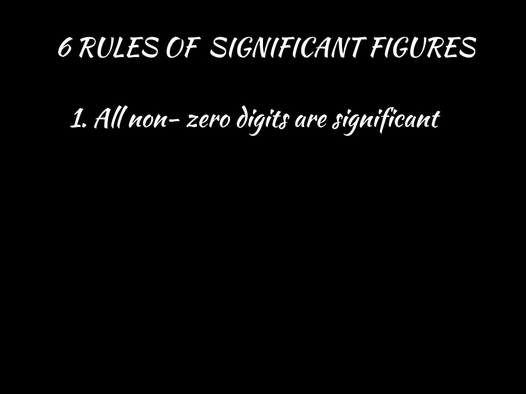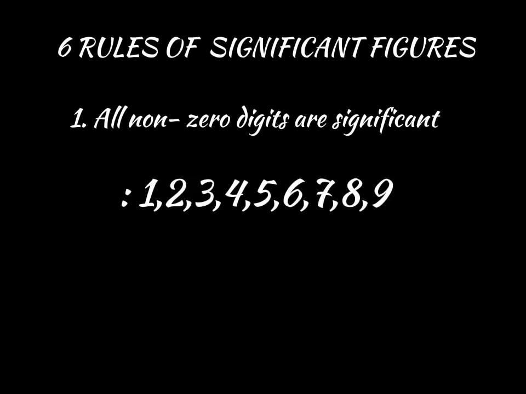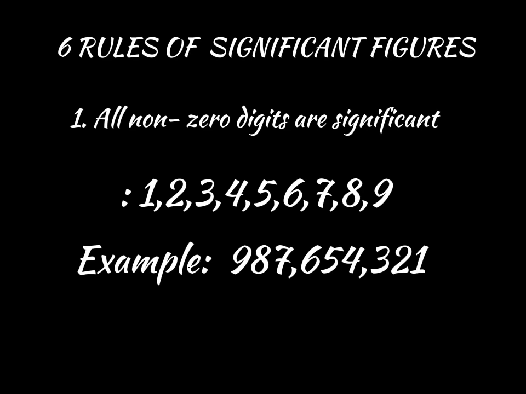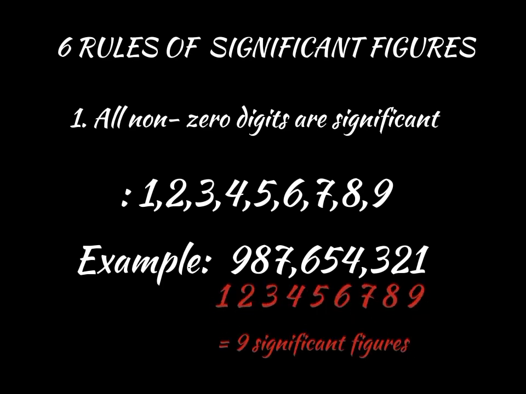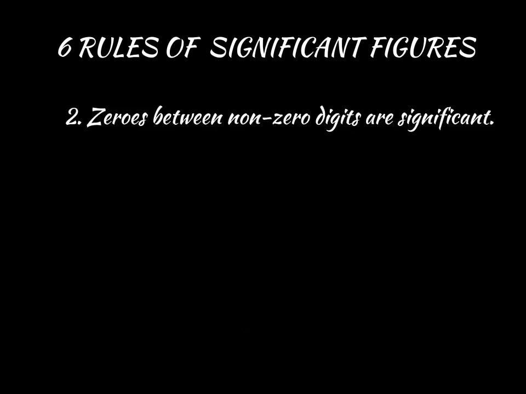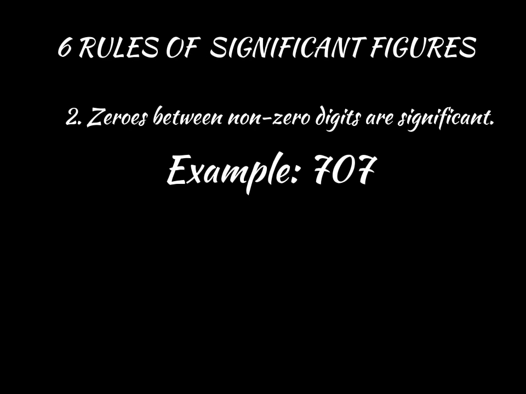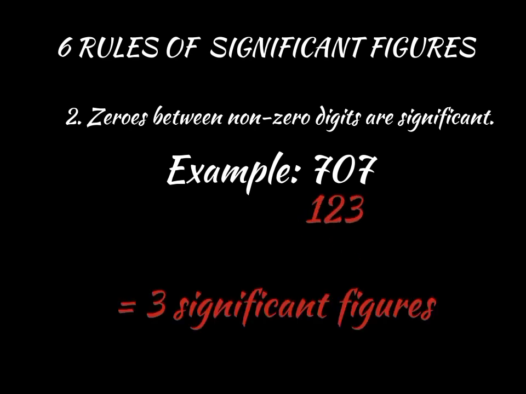1. All non-zero digits are significant, and these are the numbers from 1 to 9. The example of this is 987,654,321. And if you count them, there are a total of 9 significant figures. 2. Zeros between non-zero digits are significant. The example of this is 707. And if you count them, there are a total of 3 significant figures.